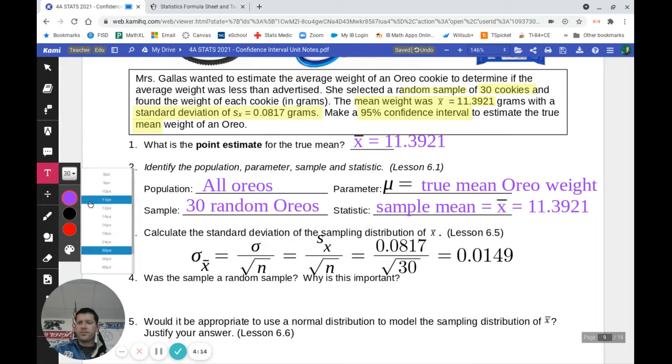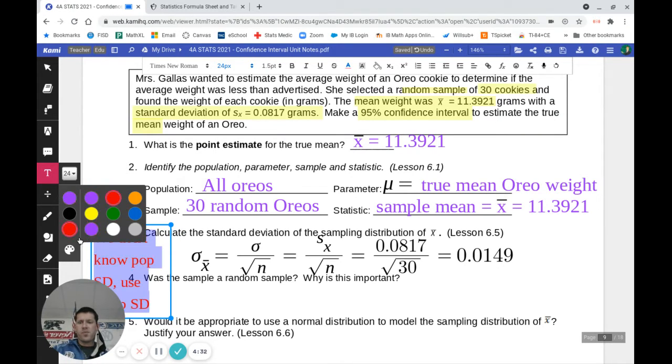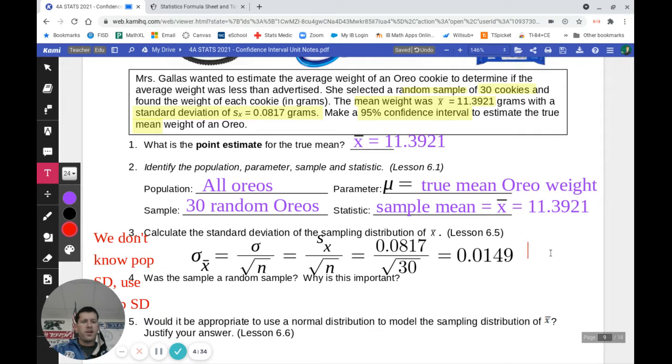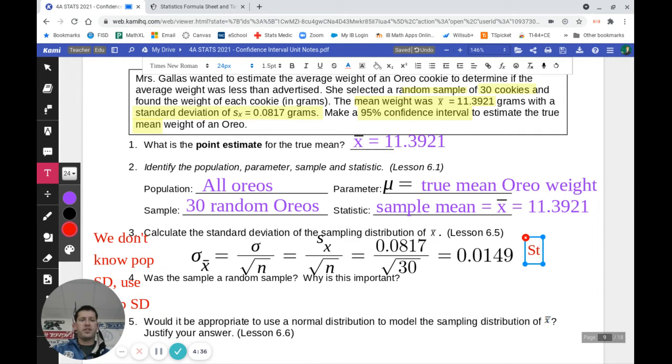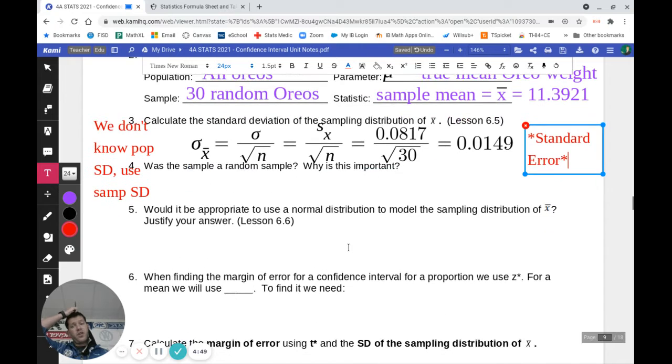A couple notes here that we're going to jot down on the side. We don't know the population standard deviation, so we use the sample standard deviation. Over here, we can also refer to this as the standard error. So we have the standard deviation of the sampling distribution of our sample mean.